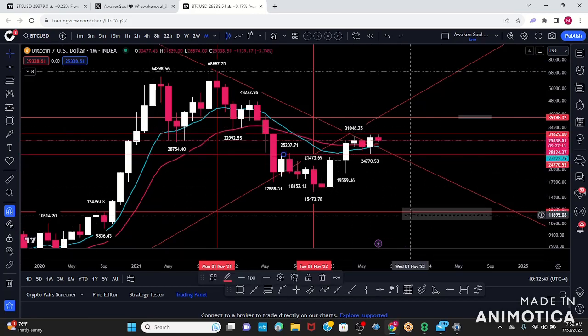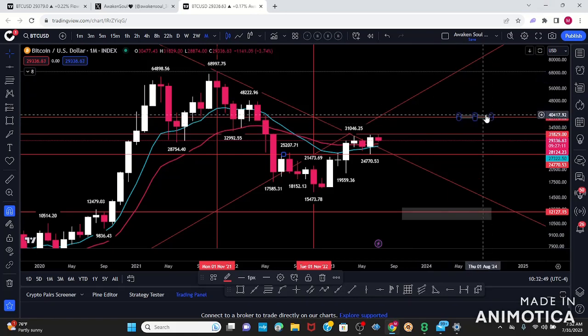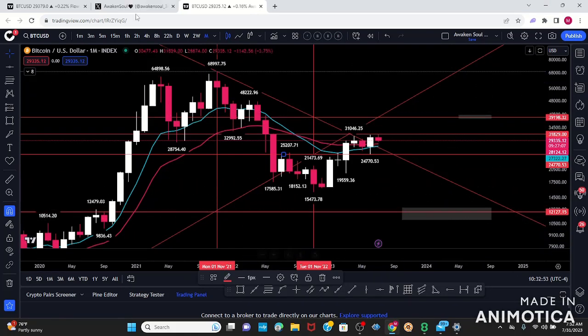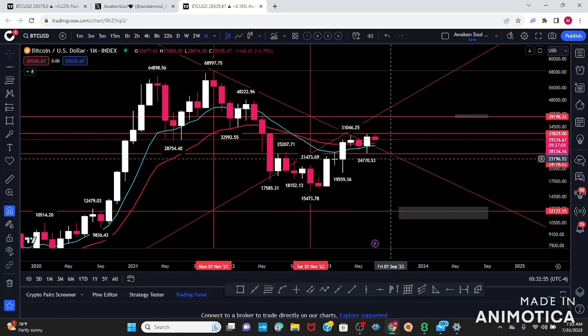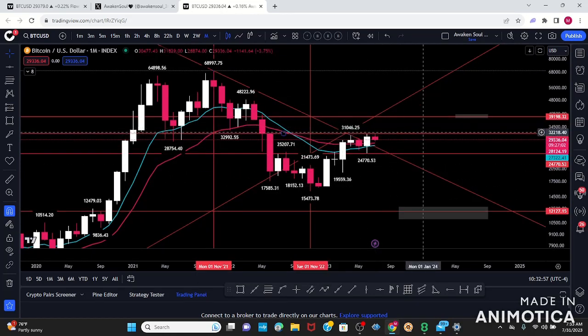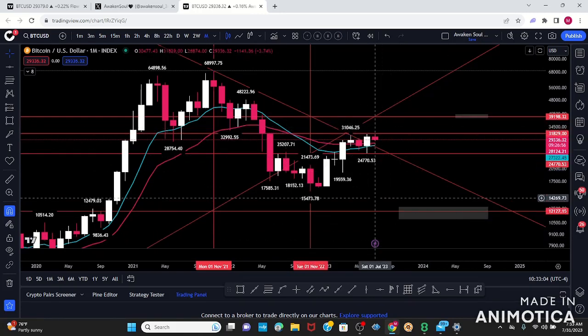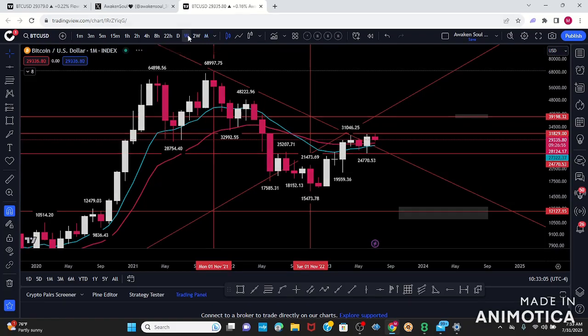So I gave you, this is my bullish target for the monthly. This is my bearish target. And I drew my trend lines. I'm also gonna draw my range based on the previous monthly candle. Okay, so I have my range there. So now let's continue to my weekly.